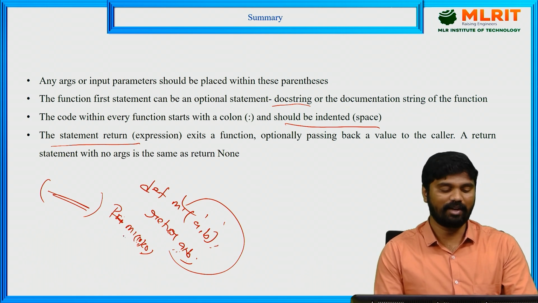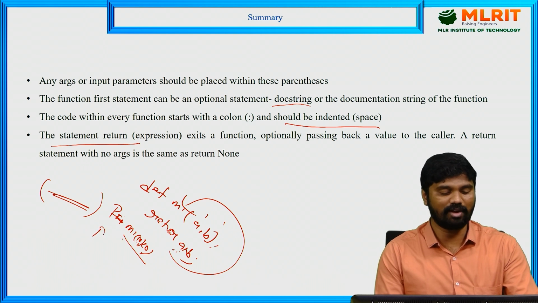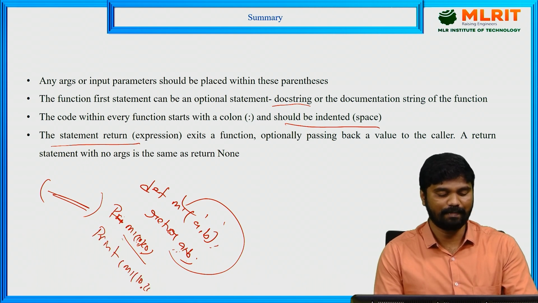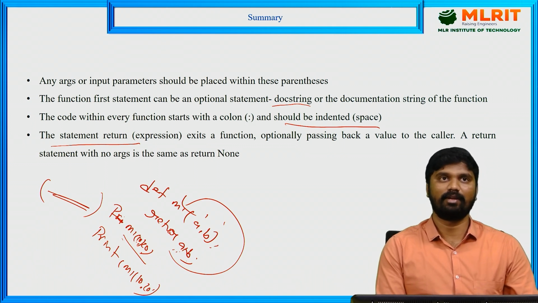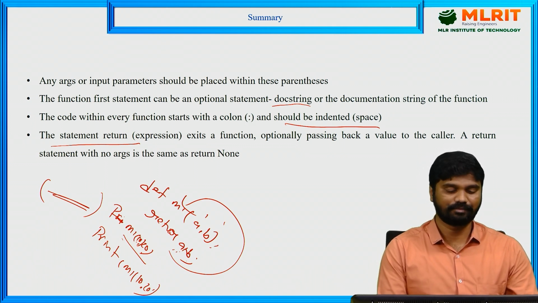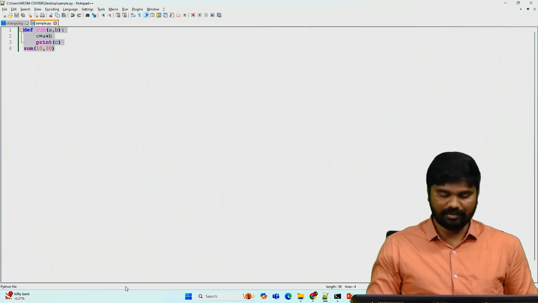What will happen while calling the function? If you want to get that result while calling the function, you can also do the print, that is print m1 of 10 comma 20. So that is about the return statement. Anyway, I will show you an example.